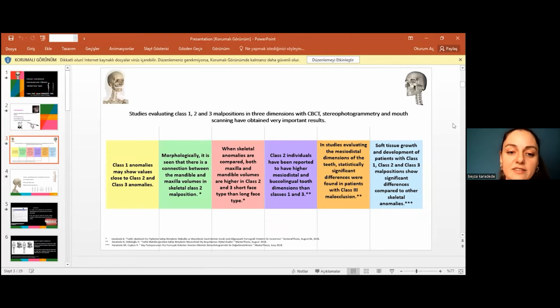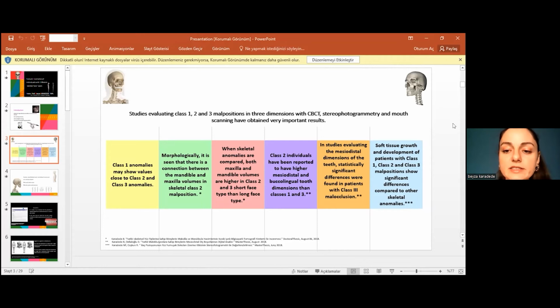Morphologically, it is seen that there is a connection between the mandible and the maxilla volumes in skeletal class 2 malposition. When skeletal anomalies are compared, both maxilla and mandible volumes are higher in class 2 and 3 short face than long face type. Class 2 individuals have been reported to have higher mesiodistal and buccolingual tooth dimension than class 1 and 3.